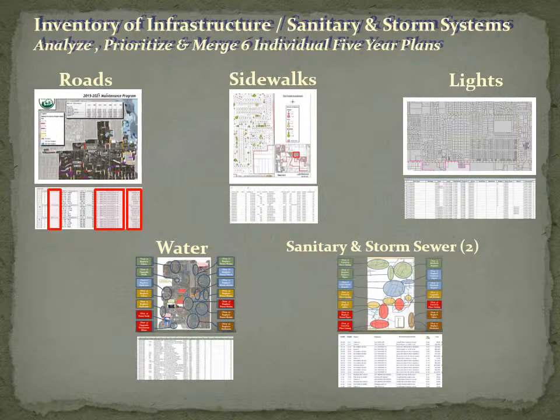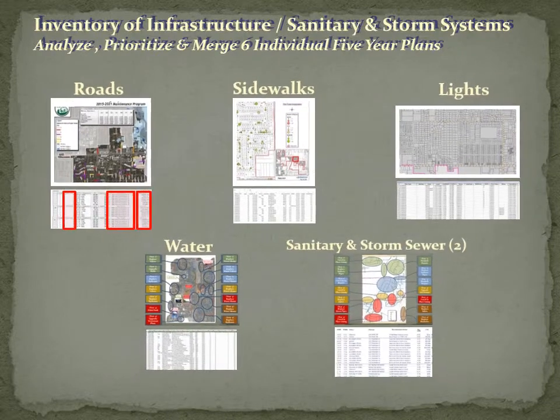Once the 5-year plan exists for each of the 6 infrastructure types, roads, sidewalks, lights, water, sanitary, and storm, the next task would be to analyze, prioritize, and merge the 6 individual plans into the one citywide capital improvement plan.